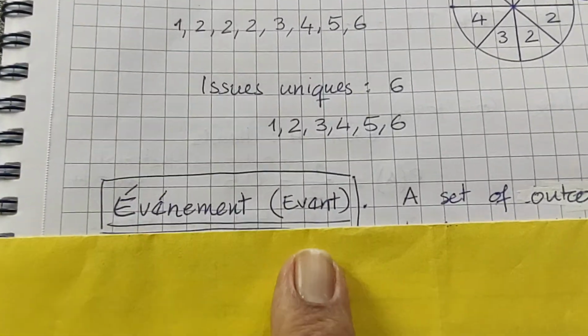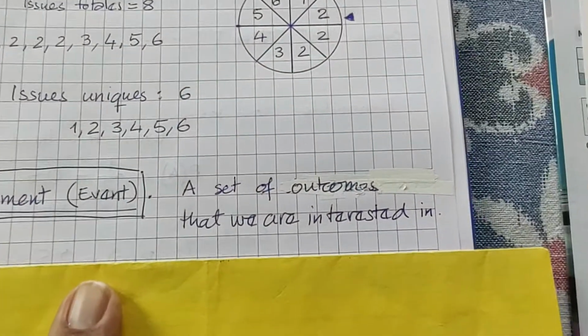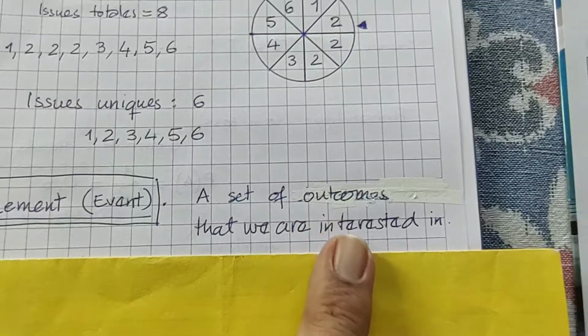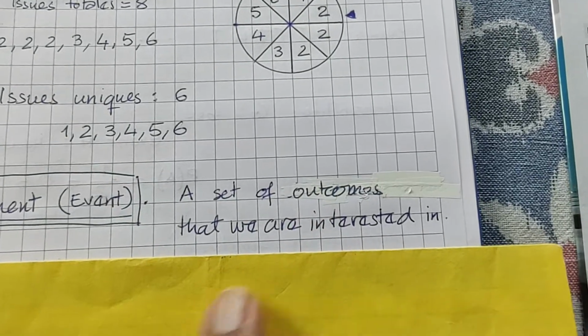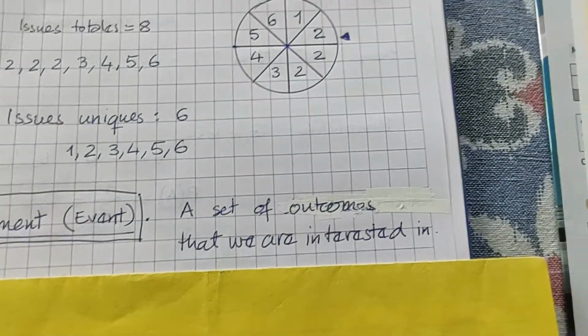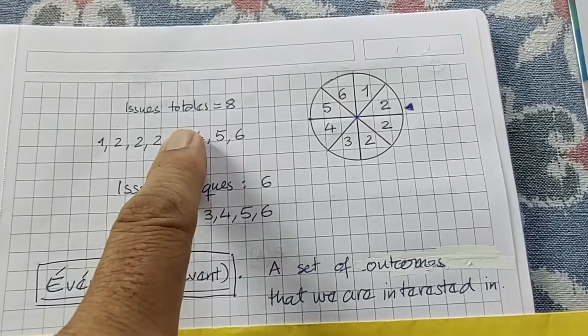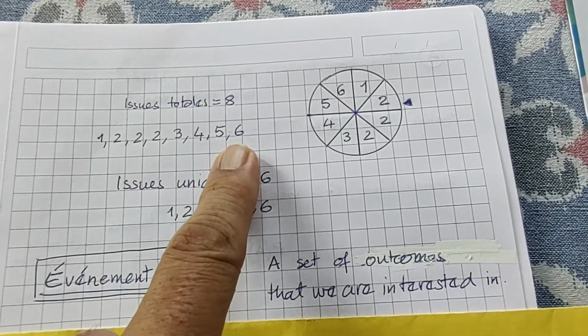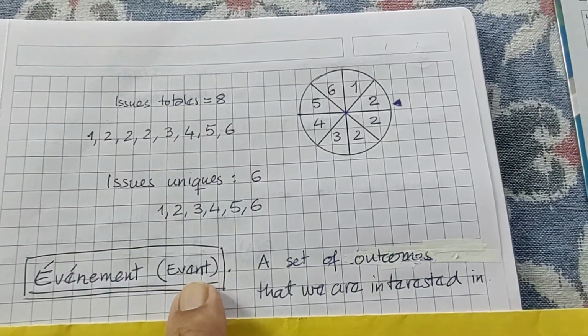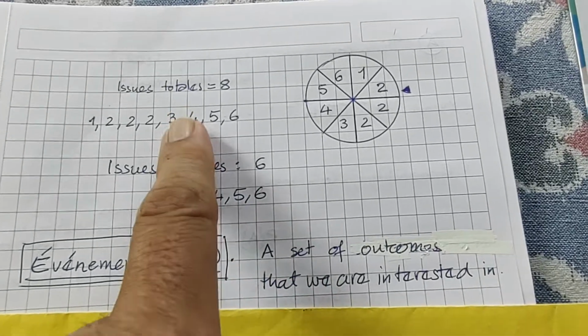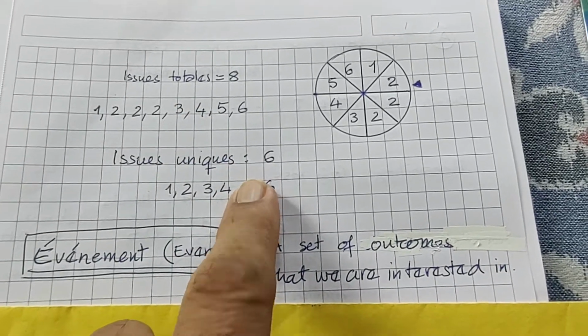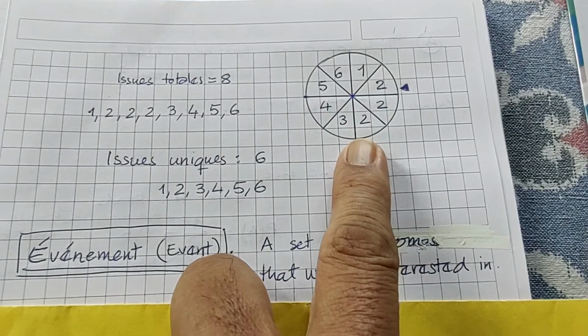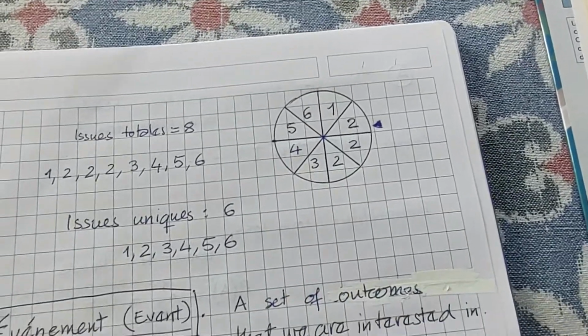So what is an event? It's very simple. It is a set of outcomes that we are interested in. So an event can consist of one or more issues. An event can be made up of one or more outcomes in a particular experiment or trial.